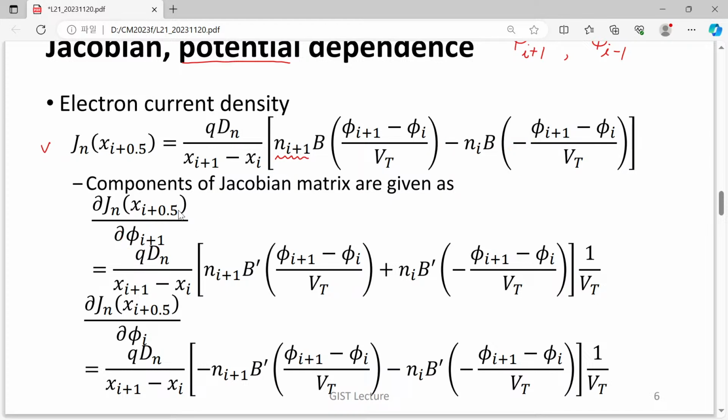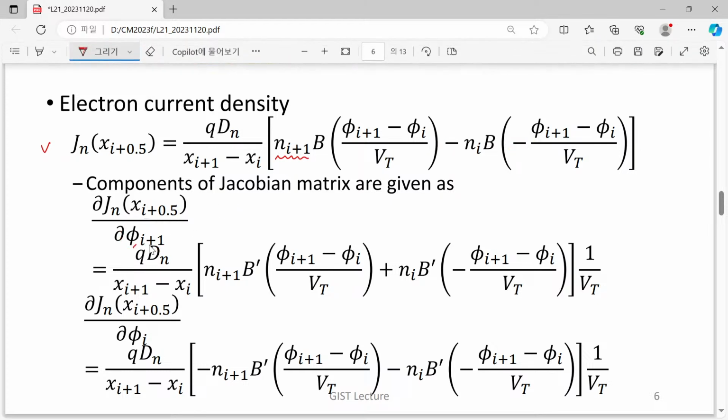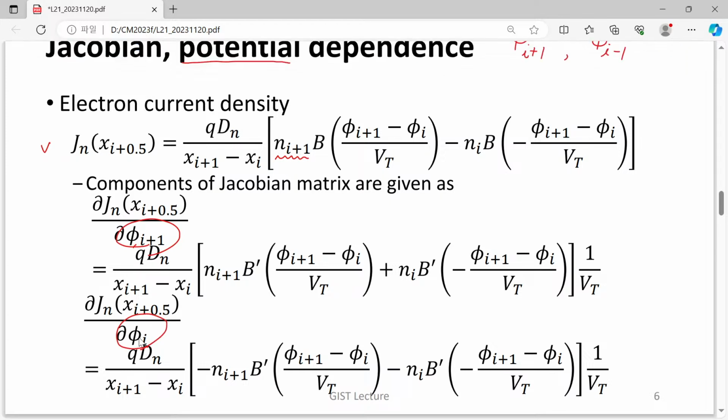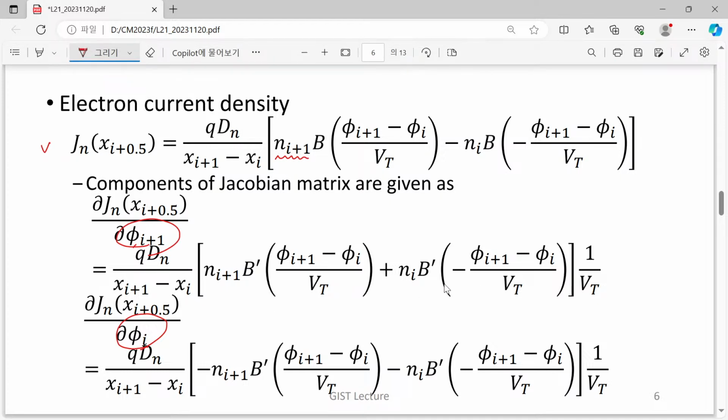the partial derivative with respect to a certain potential can be also done without much difficulty, as long as you just mechanically, routinely apply the chain rule to your current density expression. Once you apply this kind of mechanical operation, then you will get it, although it looks a little bit complicated. Okay.